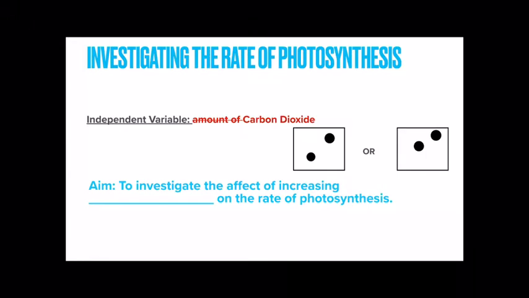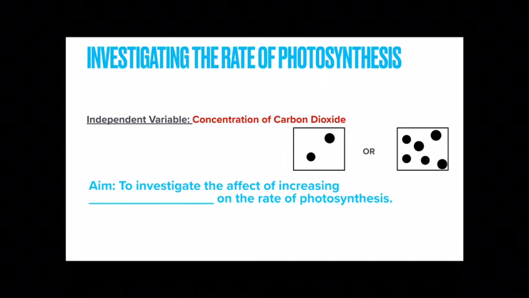I've drawn two squares here. These aren't dice. If you look at the one on the left, there's 2 molecules of carbon dioxide, and the one on the right, there's 2 molecules of carbon dioxide. Now, as I'm adding more carbon dioxide within the same area, that's not increasing the amount of carbon dioxide, that's actually increasing the concentration of the carbon dioxide. So that's what I'm going to investigate as my independent variable this time.